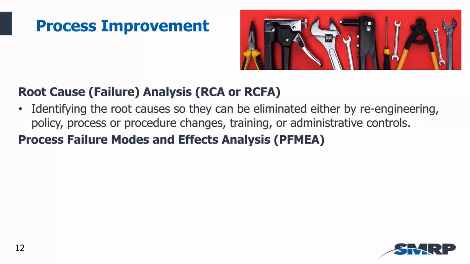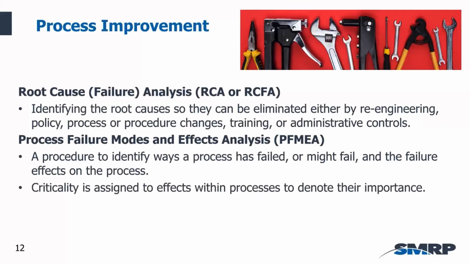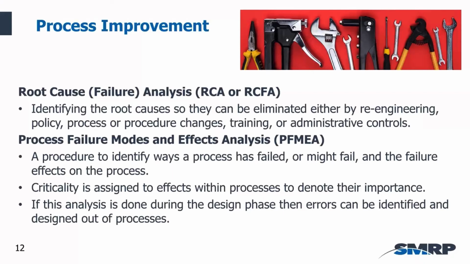Process failure modes and effects analysis. This is very similar to failure modes and effects analysis for equipment, except we're doing it on a process. And this is where we use a procedure to identify ways that a process has failed or might fail, and the failure effects on the process. It's recommended that you use criticality, because criticality can be assigned to the effects within the process to denote their importance. And if the analysis is done during the design phase, then errors can be identified and designed out of the process before you go live with that process.